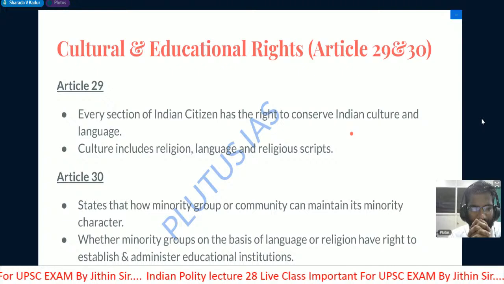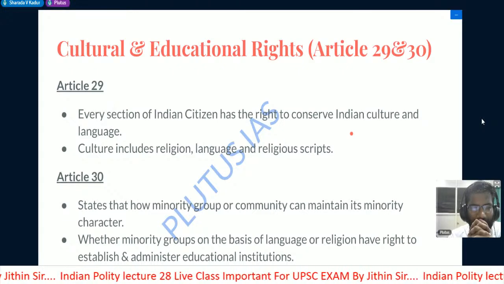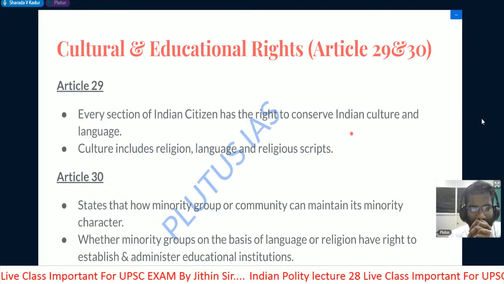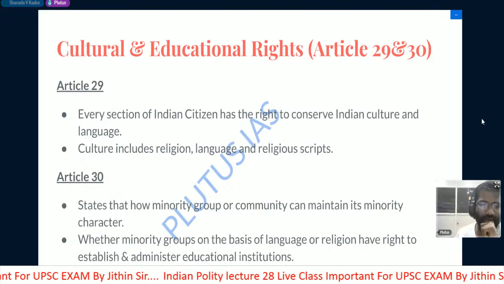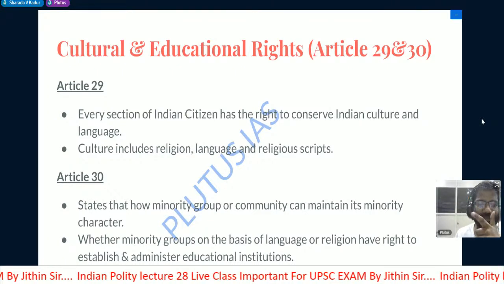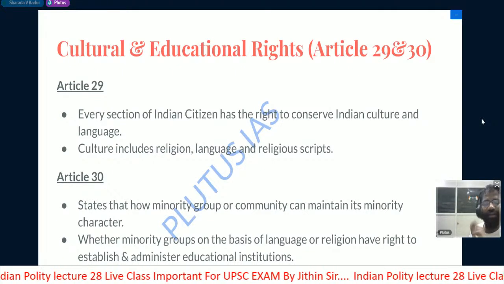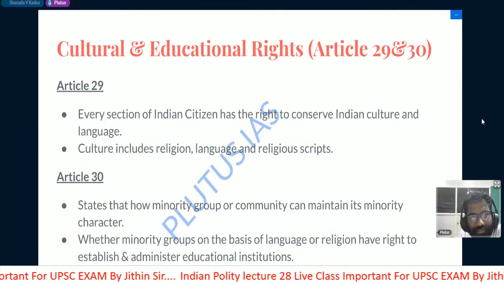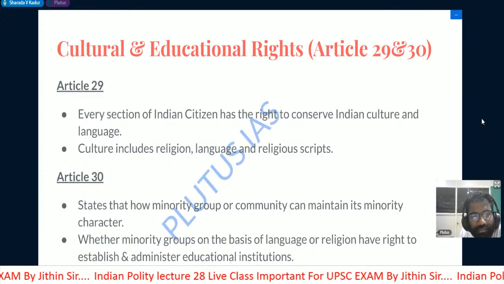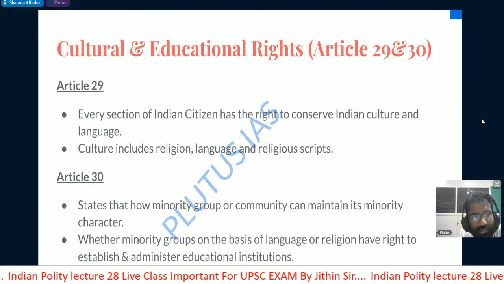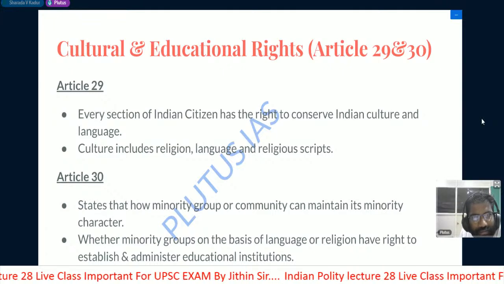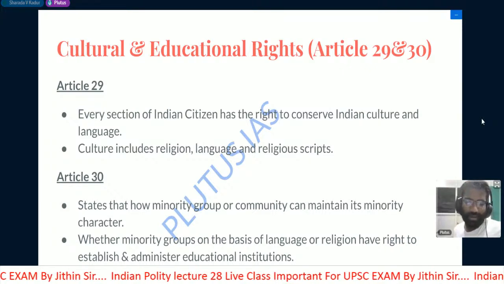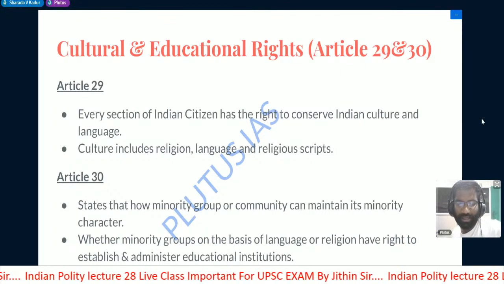Article 25 is to practice, profess and propagate. One more word. Freedom to practice, profess and propagate a religion. Concise also. Inner freedom. Okay, done. Practice, propagate and inner freedom of conscience. Okay, go on. Done. 26 is right of denomination. Done. 27 is no person is compelled to pay any taxes, that is religious taxes. Done. 28 is religious instructions in educational institutions. Very good. And 29, sorry.